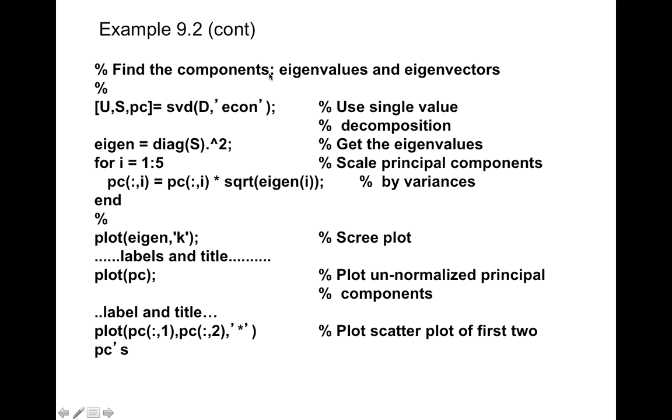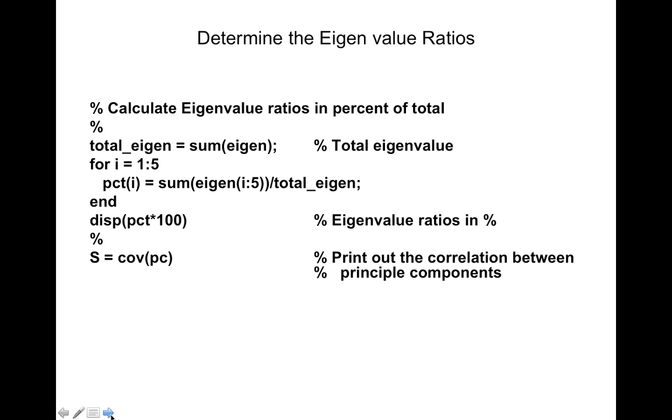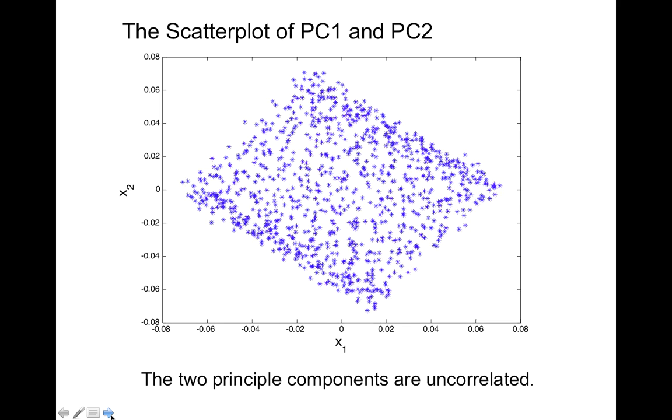So the next thing to do is to find the eigenvalues and the eigenvectors. So we have our U matrix, S matrix, and our principal component matrix obtained by doing singular value decomposition. And then once the singular value decomposition is done, we take the diagonals of the S matrix and square them, and then look at a plot of that in decreasing order of magnitude. After that, we'll also calculate the eigenvalue ratios so that we can print out a correlation between principal components.